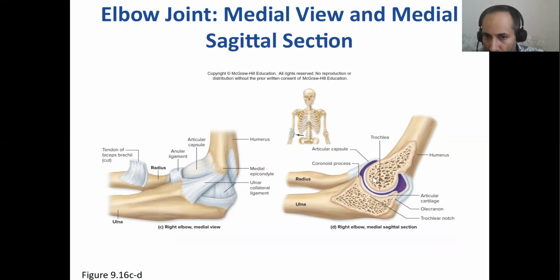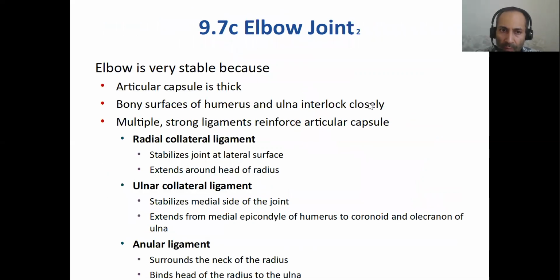So all of them reinforce your elbow joint as well, which in itself is a synovial hinge joint. It's filled up with synovial fluid in purple. You can see it here. Flexion and extension is what is possible at your elbow joint as well. These are all the ligaments that stabilize the elbow joint that we just talked about.